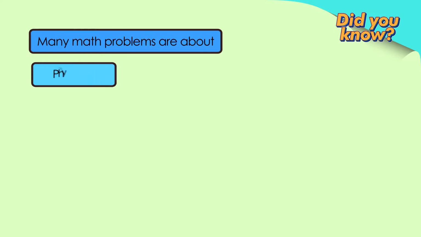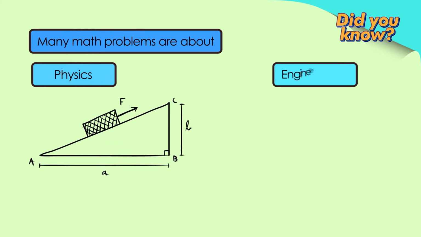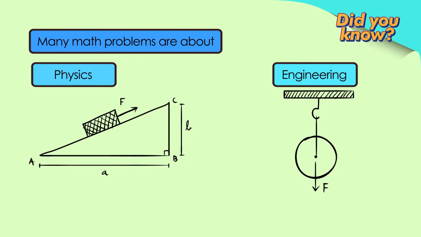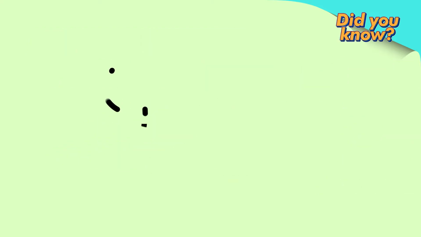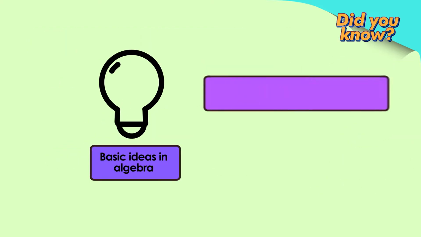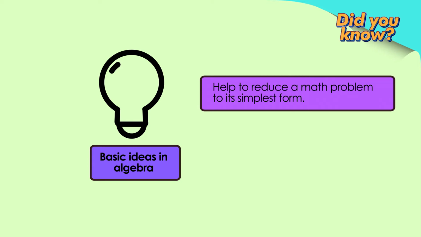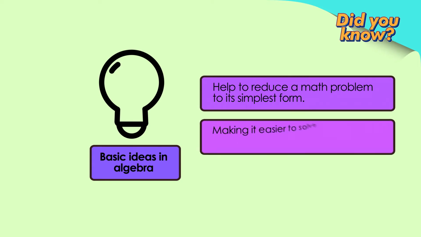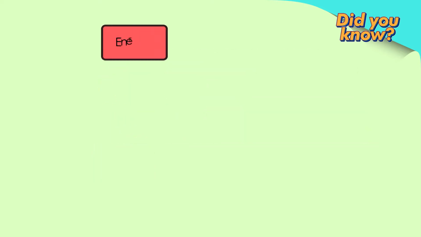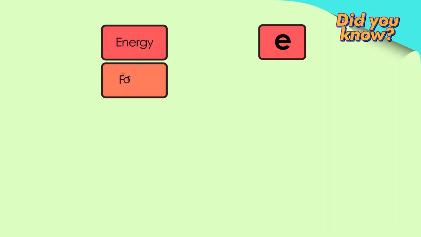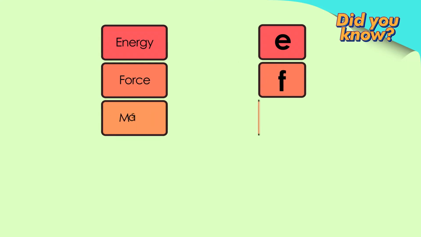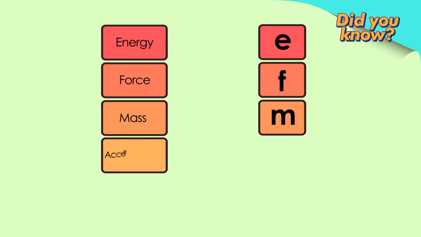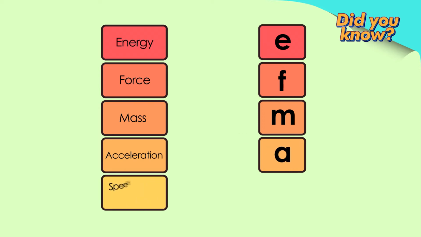Many math problems are about physics and engineering. In many problems related to physics, time is a variable. Using the basic ideas in algebra can help to reduce a math problem to its simplest form, making it easier to solve difficult problems. Energy is E, force is F, mass is M, acceleration is A, and speed of light is sometimes C.